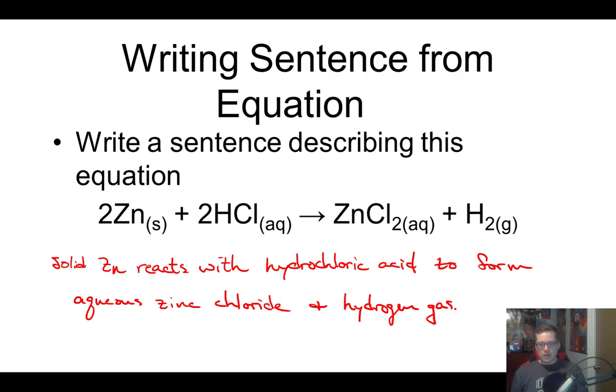We're just moving left to right, right? Here's our solid zinc, reacts with hydrochloric acid, right? And I know it's with because they're added, right? To form, and that's what this guy here tells us, aqueous zinc chloride. So aqueous zinc chloride and hydrogen gas, right? And hydrogen gas. So that's it for part 5.